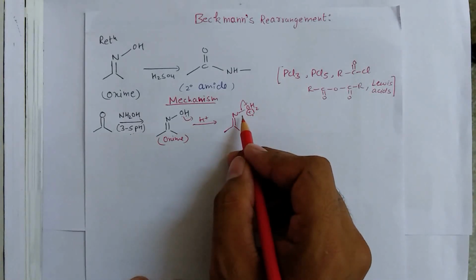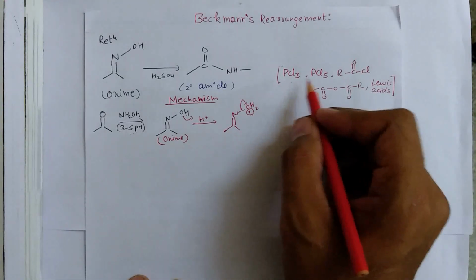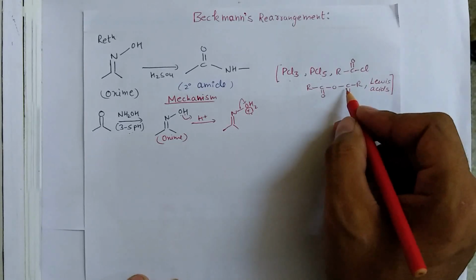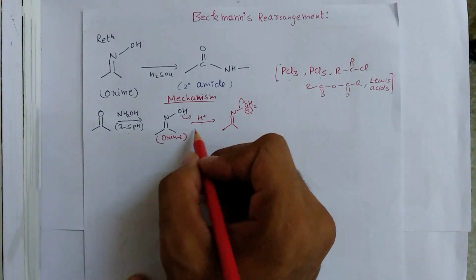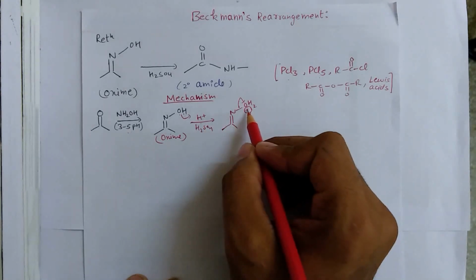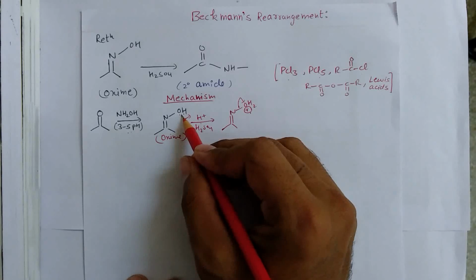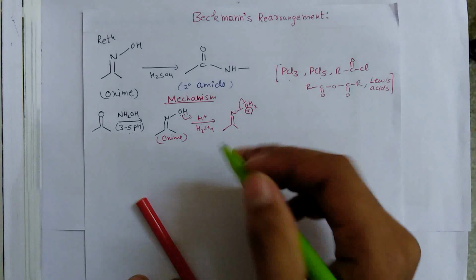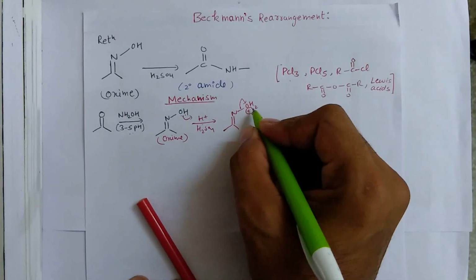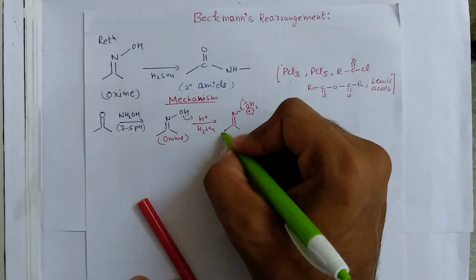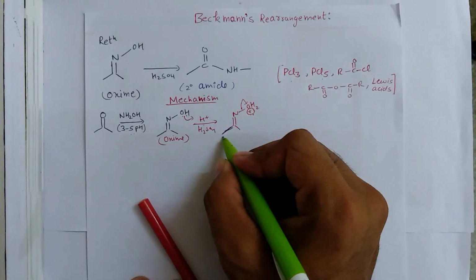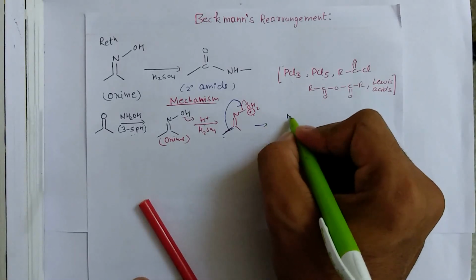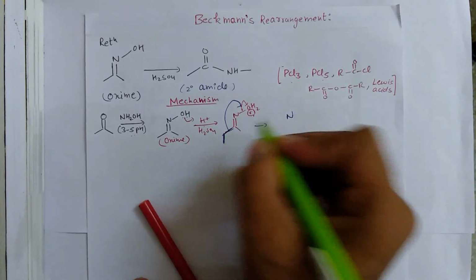So in examination, you may find PCl3, PCl5, RCOCl, Appel's reagent, or Lewis acids, which can be used instead of this H plus or H2SO4, which makes this OH a good leaving group, so that it can leave from here. The important thing you should remember is that when OH2 goes out, always the trans alkyl group migrates to this position, which will then give you, let's say, this is our compound.